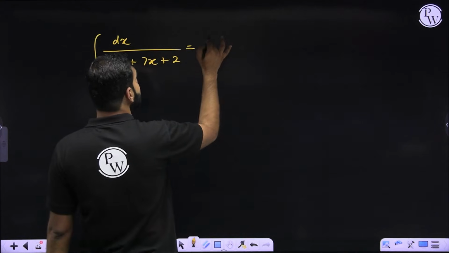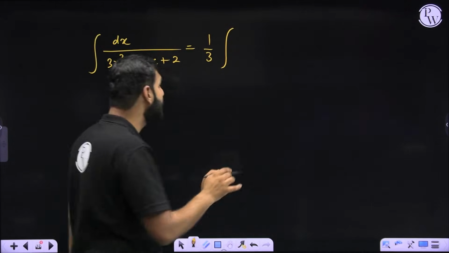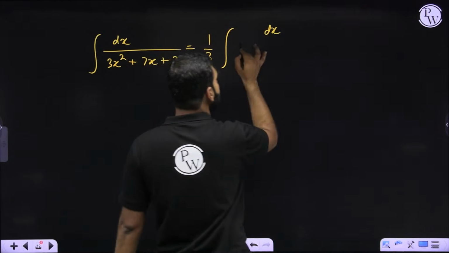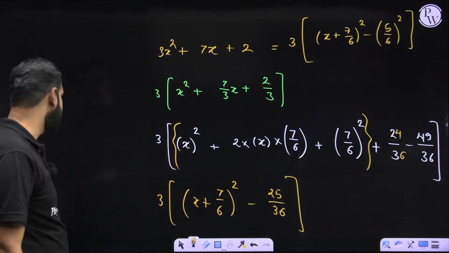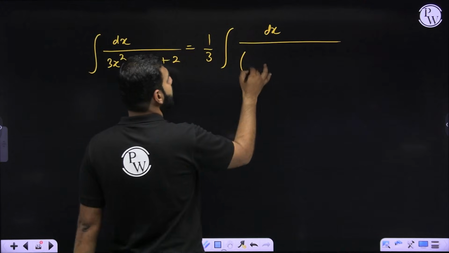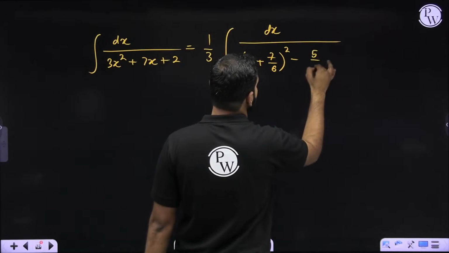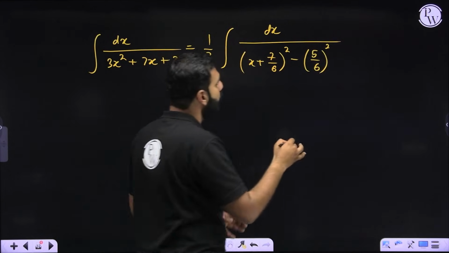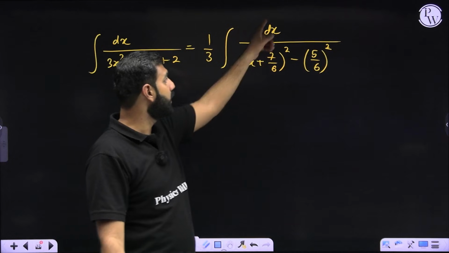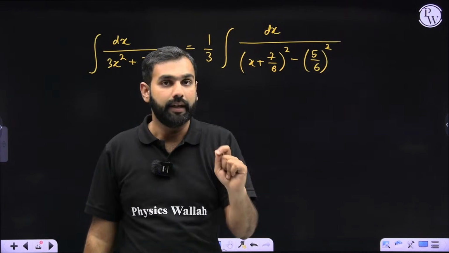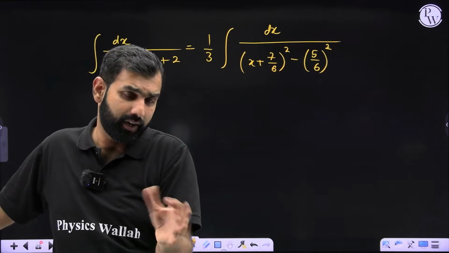We can write this as 1 by 3. Since that 1 by 3 is a scalar, I'll keep that outside. Integration of dx upon x plus 7 by 6 whole square minus 5 by 6 whole square. Now, does it not match with something you have learnt? Is it not matching with 1 upon x square minus a square? Even if this x has 7 by 6 with it, it clearly is not a problem for us. Are you not noticing that?